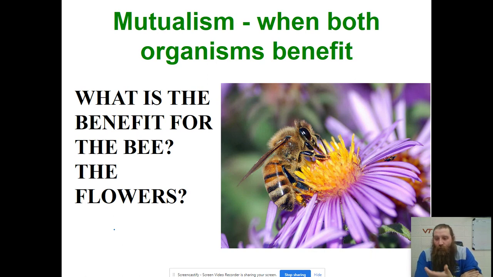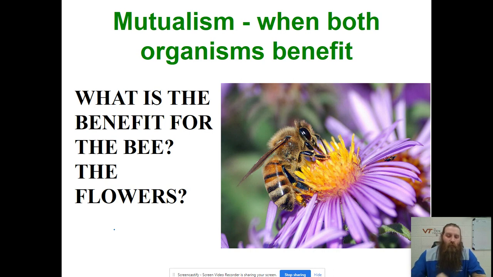Mutually beneficial. That's what mutualism is. It's mutually beneficial. Both organisms are going to benefit. So here's a great picture. This is a honeybee, right? And the honeybee is getting a meal, right? It's feeding on the nectar in this plant. And the flower must also be benefiting, right? Because this is the picture under mutualism. So what's the benefit for the flower?